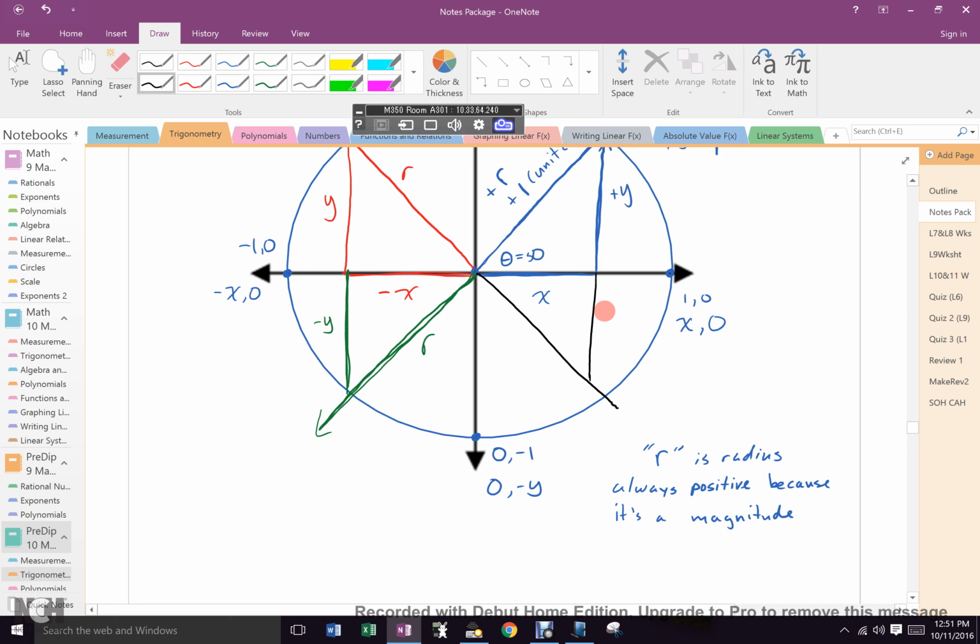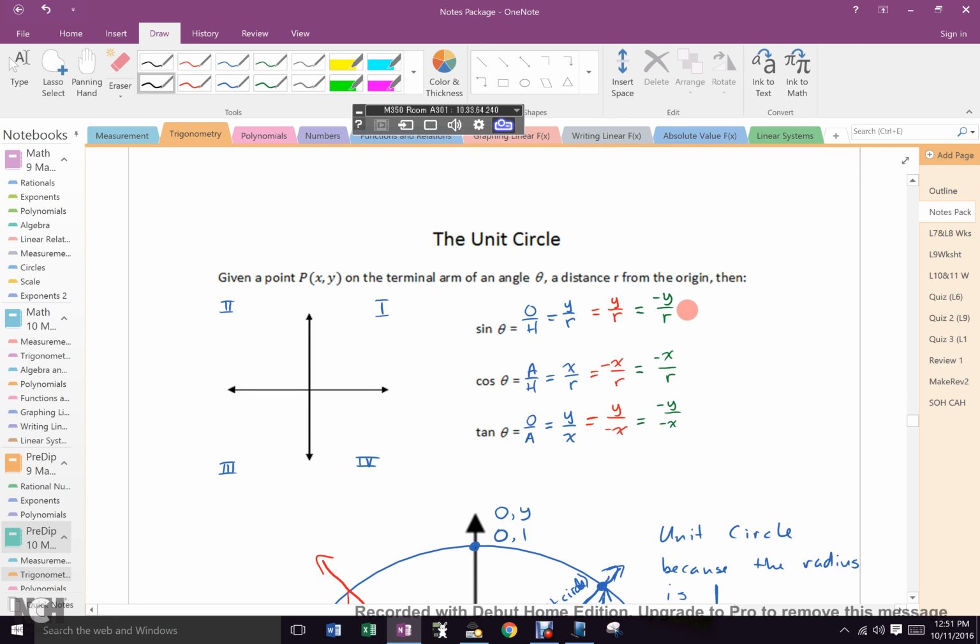And finally, in black, it doesn't matter, just draw it. What's this? Negative y, what's this? R. Now go back up here and finish your chart. What's sine in the fourth quadrant? Negative y over r. What's cos in the fourth quadrant? X over r. And what's tan in the fourth quadrant? Negative y over x.